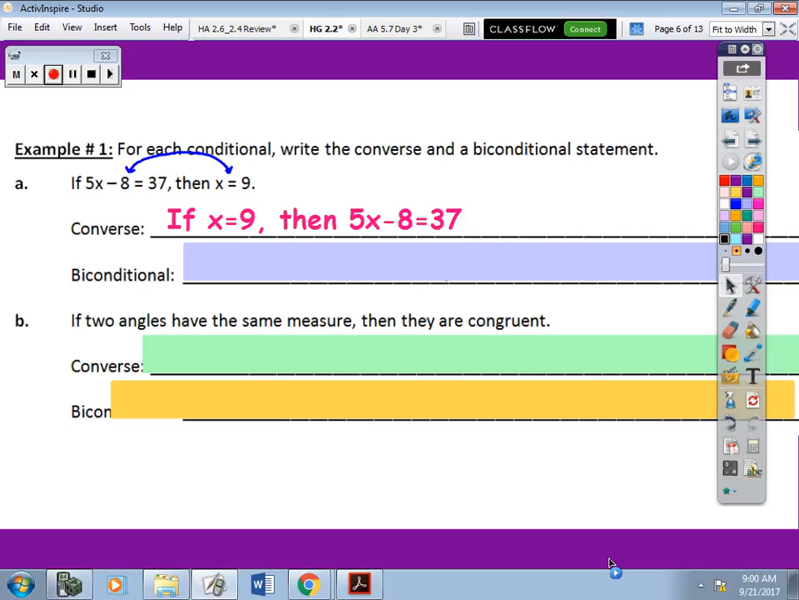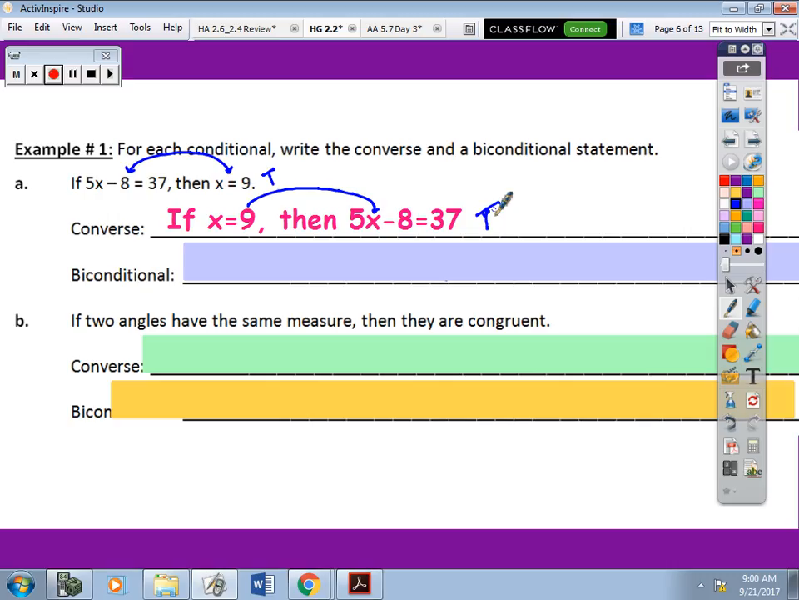Now they don't ask us to find the truth values, but we actually probably should, because the only way you can write a biconditional is if they're both true. Okay, so if you look at it, if we were to solve this and add 8, we would get 45, divide by 5, we would get 9. So this one was true. And the converse, if you were to take 9 and plug it in, 5 times 9, 45 minus 8, 37. So this would be true. So since they are both true, we can write a biconditional.